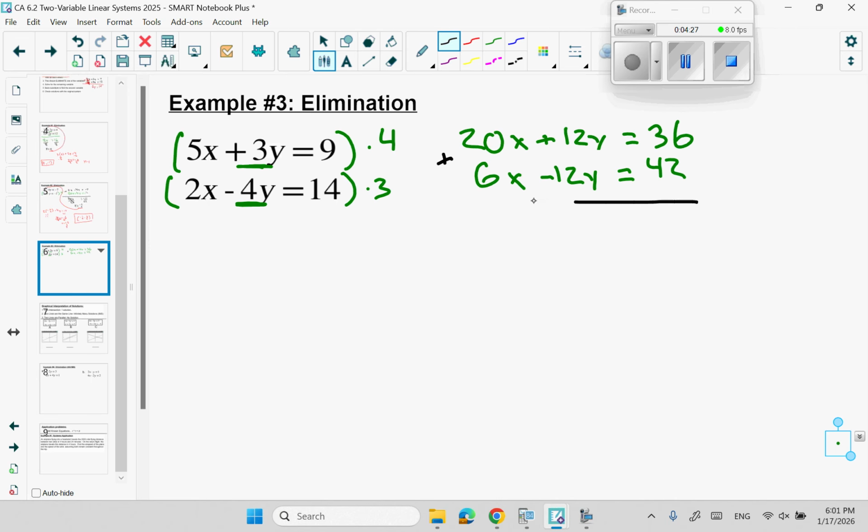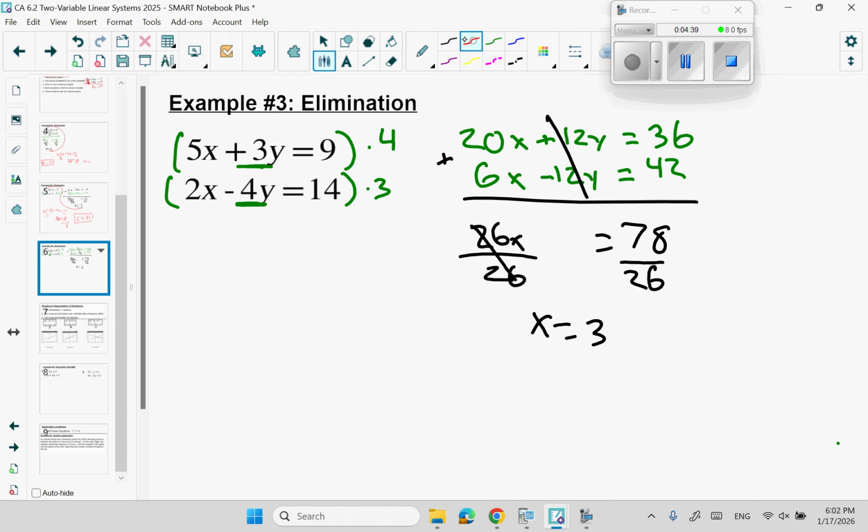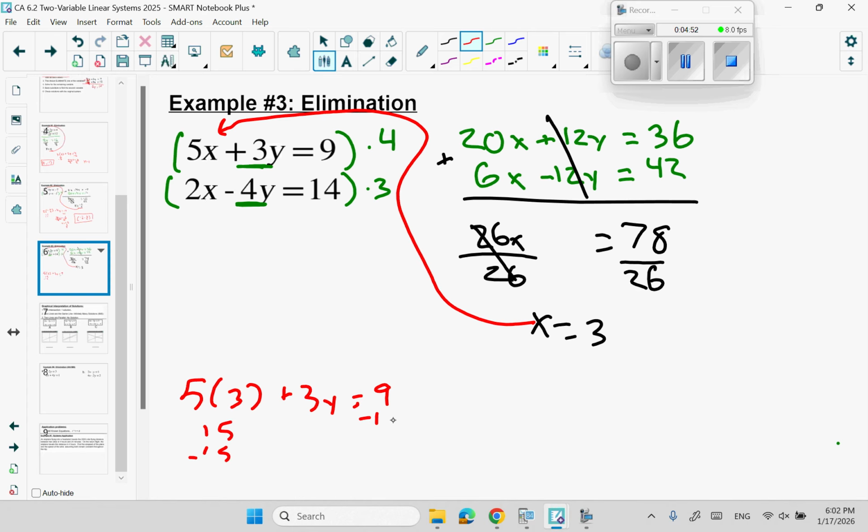From there, we can combine. We get 26x, y's cancel, equals 78. Divide by 26, divide by 26, we get x equals 3. Take that 3, plug it in for x. We have 5 times 3 plus 3y equals 9. So I can subtract that 15 from both sides. So we get 3y equals negative 6. Divide by 3, divide by 3. y equals negative 2.